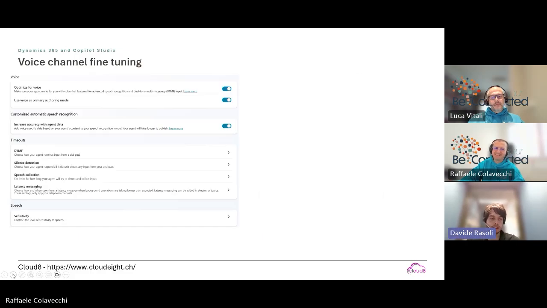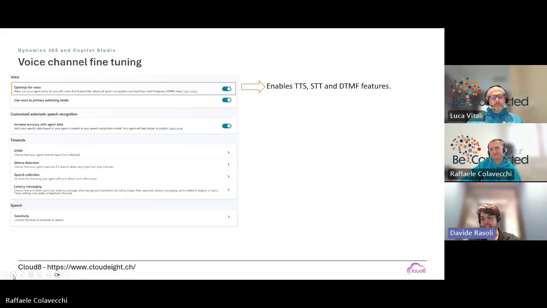You also need to understand the importance of fine-tuning the voice channel, because bots are made for textual interactions, so by default they don't have the voice channel optimized. You will need to go to the Copilot Studio bot settings and enable the flag for voice optimizations, which behind the scenes enables text-to-speech, speech-to-text, and also DTMFs.